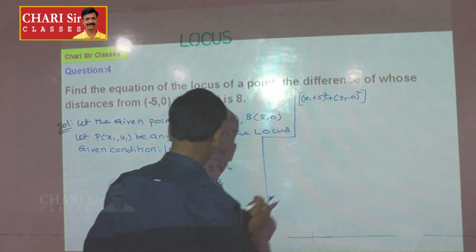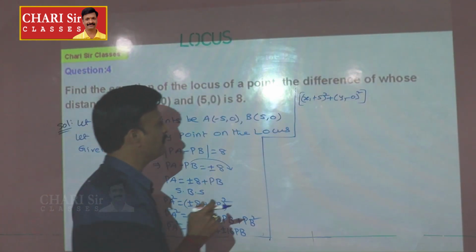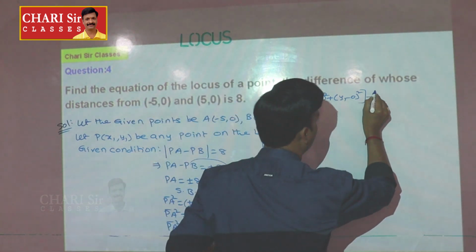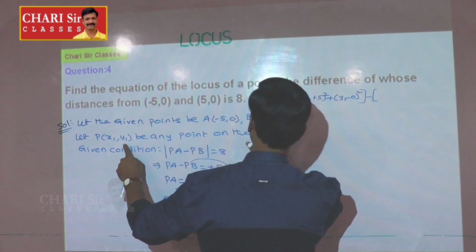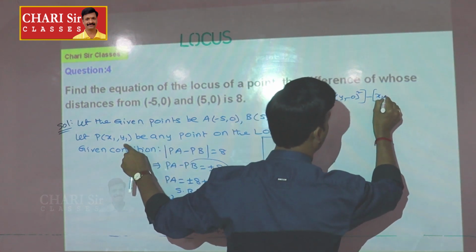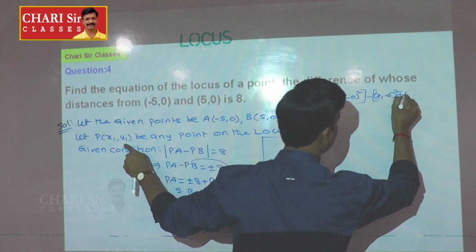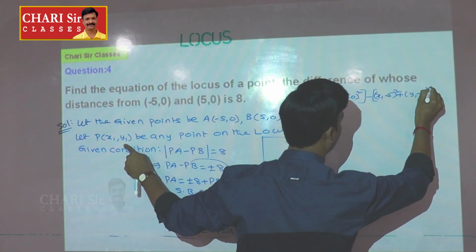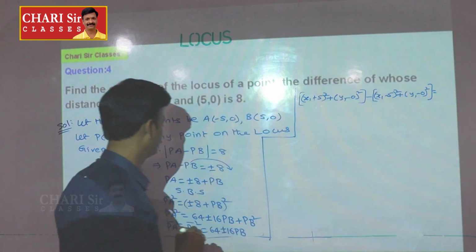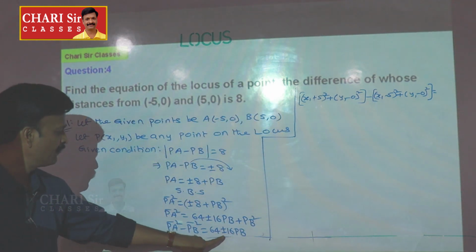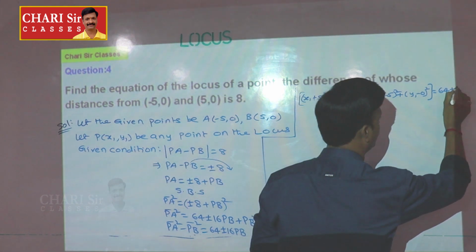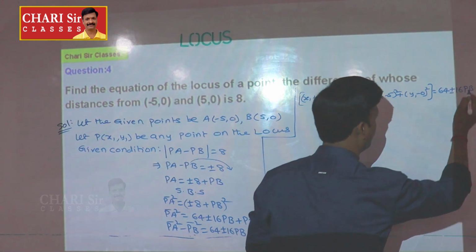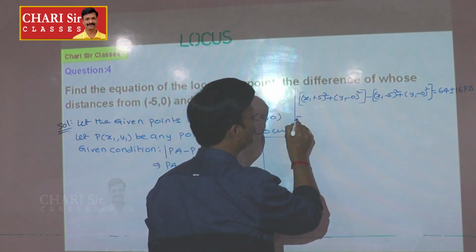So there is no square root because here PA square is there, square and square root will get cancelled. So PB square, that is minus of PB square. P is x1 comma y1 and B is 5 comma 0. You can write x1 minus 5 whole square plus y1 minus 0 whole square, which is equal to, what is that? 64 plus or minus 16 PB, like this. Now let's expand this one.